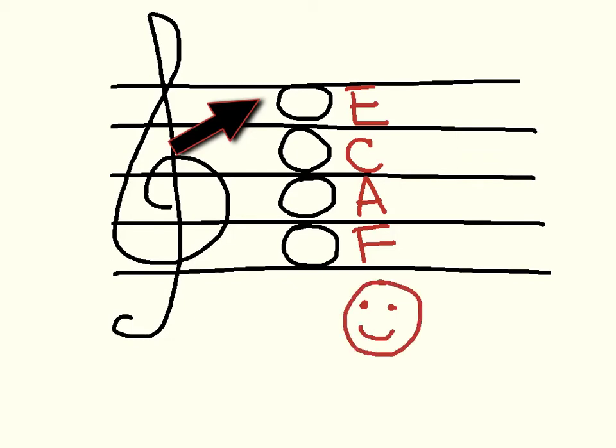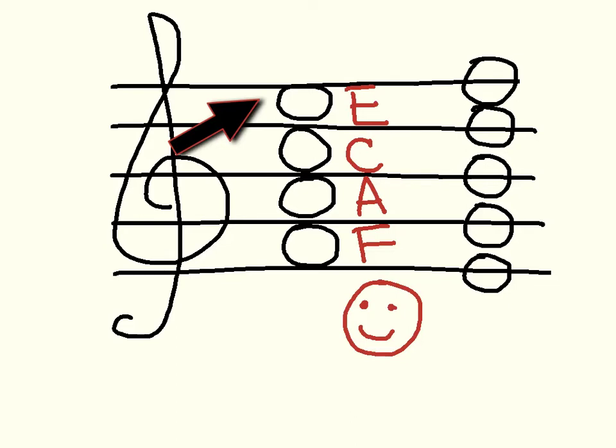So if we can remember, the treble clef space notes spell face, and the treble clef line notes spell every good boy deserves fudge, then really we've learned almost all of the notes of the treble clef staff, with the exception of a couple of ledger line notes.